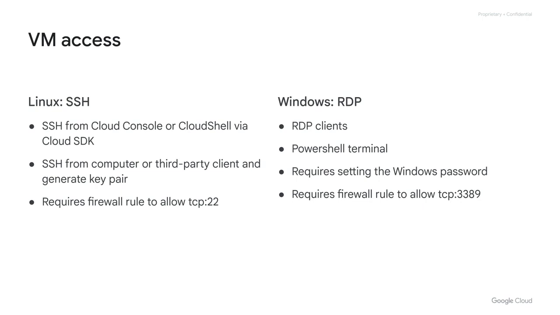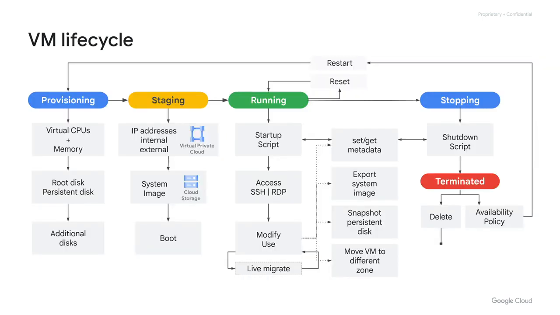We've listed the required firewall rules for both SSH and RDP here, but you don't need to define these if you're using the default network that we covered in the previous module. For more information on SSH key management and creating passwords for Windows instances, refer to the link section of this video. The lifecycle of a VM is represented by different statuses.